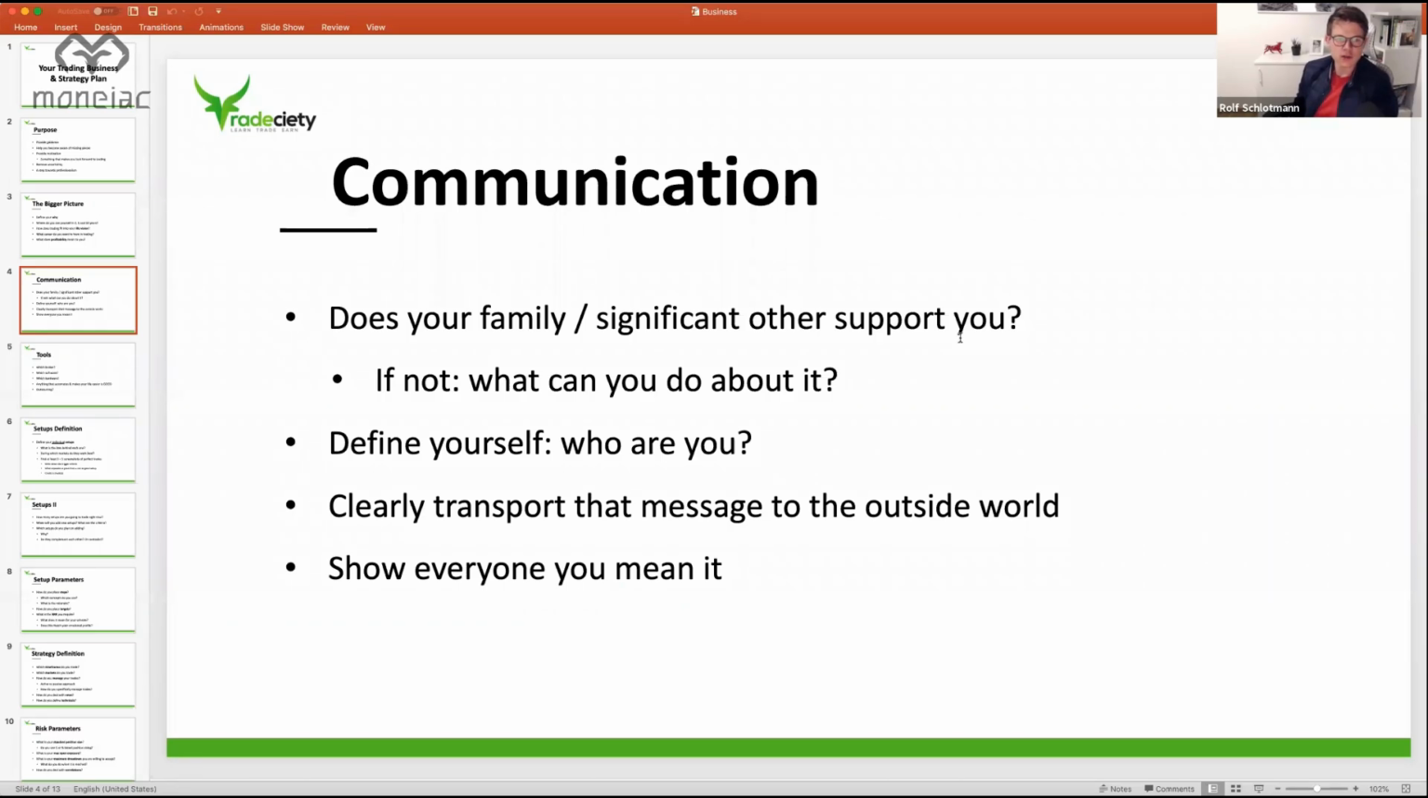So really think about what are your ideals, how do you see yourself in the world, who are you, what are your other interests, and all of that stuff. Clearly transport the message to the outside world after you have defined it for yourself inside. Lead by example, very, very important. And yeah, show everyone you mean it.